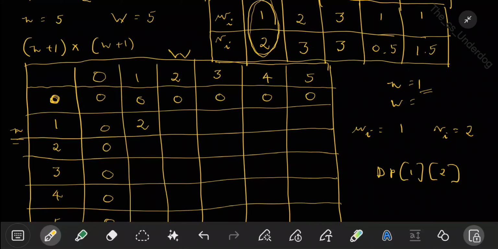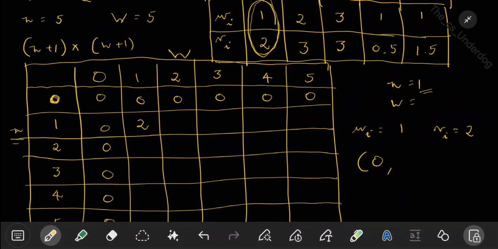While filling this, what should you see? Whether the weight of the item is greater than j. j is 2. No, the weight of the item is less than or equal to j. If it is less than or equal to the capacity of the knapsack, then you have two options. One is not to include. If you don't include, then you have to take dp of i minus 1, j. That is dp of 0, 2, which is 0. That means you are not including this item. Then the total profit from this knapsack will be 0. Why is it 0? Because the first row anyway corresponds to no items.